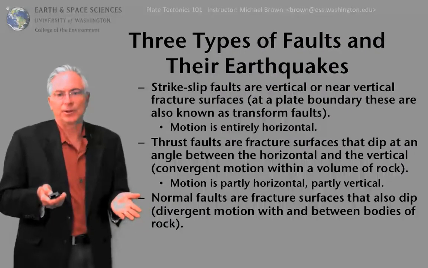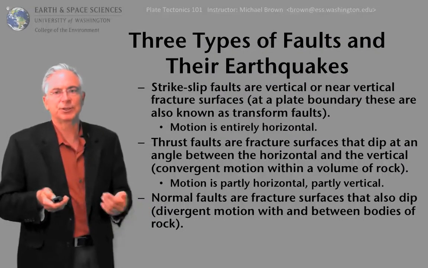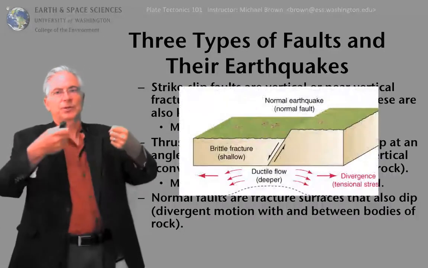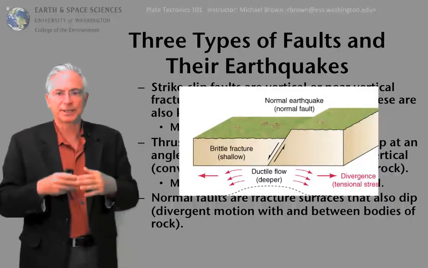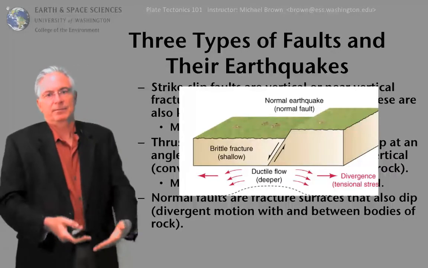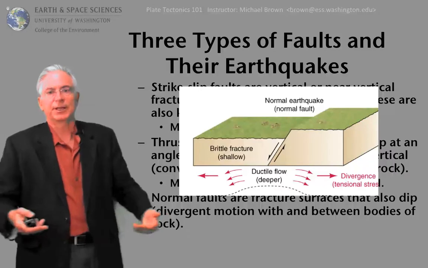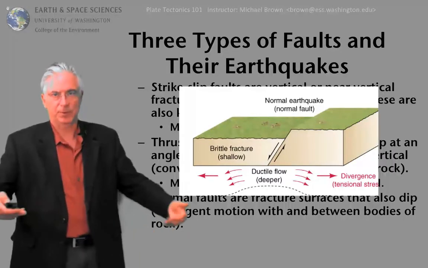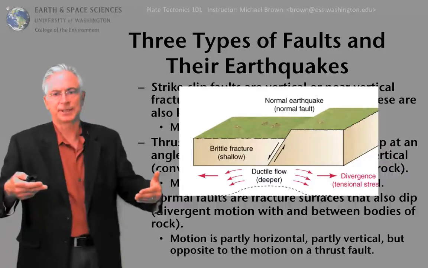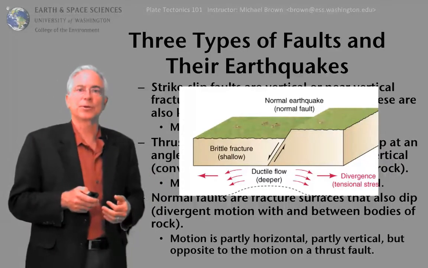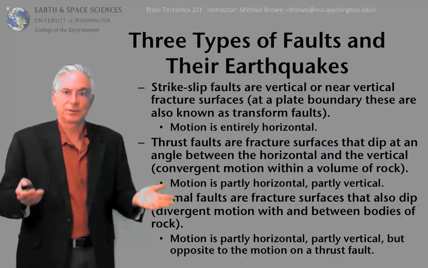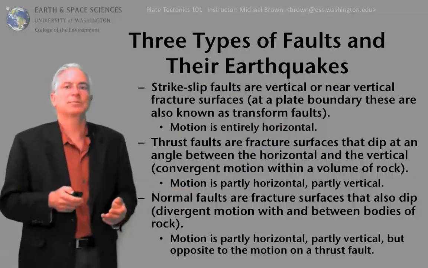Finally, there are normal faults. And normal faults occur in situations in which there is a pulling apart of rock masses. So if you stretch it out, the rock breaks and slides against itself, as illustrated here. Beneath the brittle layer, there's the ductile behavior where spreading is occurring. So again, it's partly horizontal and partly vertical motion on normal faults. So faults, three types of faults, three types of plate boundaries.